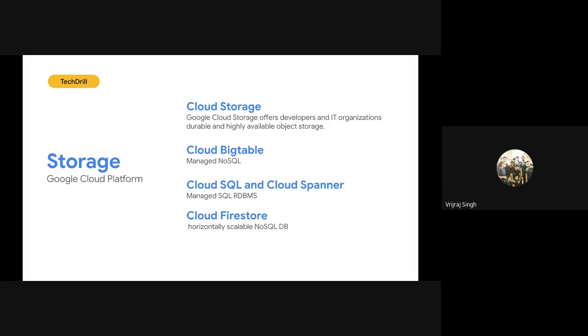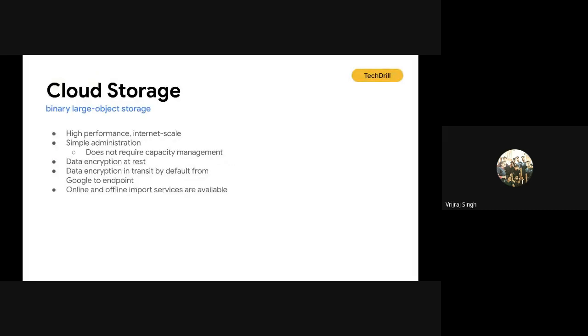As you know, we use Cloud Storage for storing object type of data, like we can store PDF files and image files. You can use this type of data and access it in your applications. Then we'll talk about Cloud Bigtable, Cloud SQL, Cloud Spanner, and then Cloud Firestore. Cloud Storage offers developers and IT organizations durable and highly available object storage services.